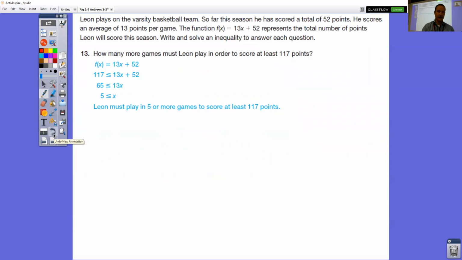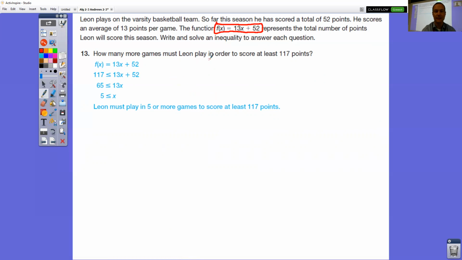So on your homework today, you're going to have questions that sort of look like this. I don't really like how they give an example of this, and you'll see why. Leon plays on a varsity basketball team. So far this season, he's scored a total of 52 points. He scores an average of 13 points per game. The function f of x equals 13x plus 52 represents the total number of points Leon will score this season. Write and solve an inequality to answer each question.